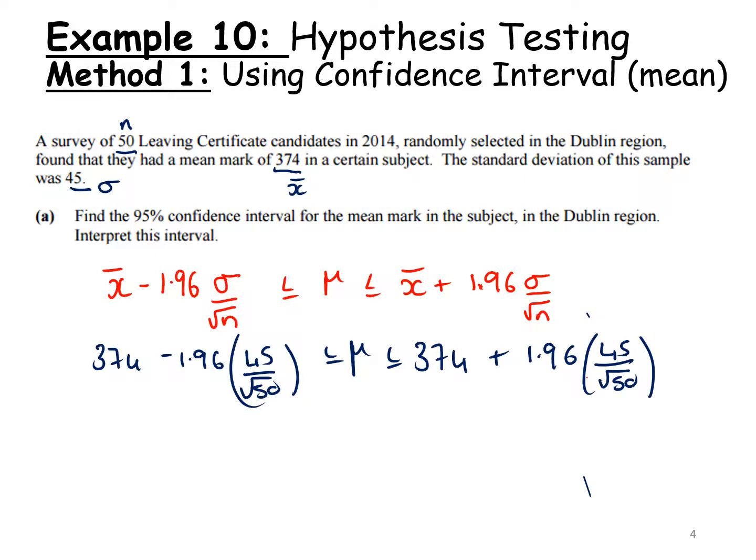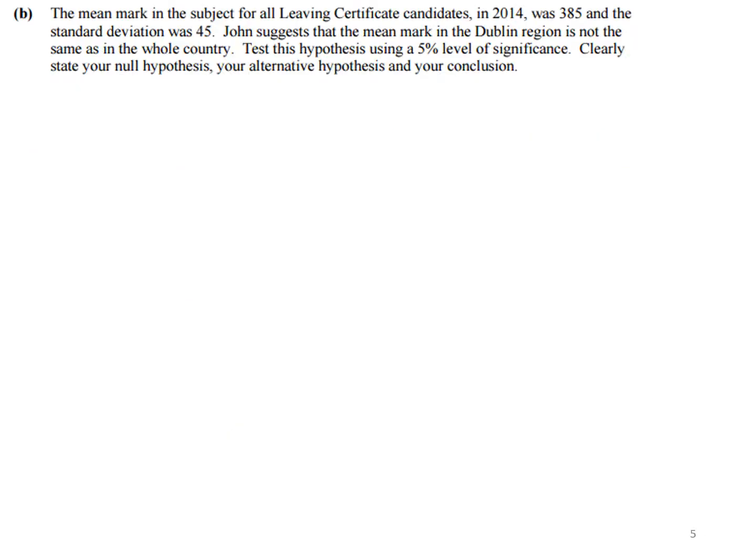So working that through, we get 362 is less than or equal to mu, is less than or equal to 386. So that means we can state with 95% confidence that the mean mark of the population sits between 362 and 386 marks. Now, there was a follow-on question here, which was the hypothesis test. The mean mark in the subject for all Leaving Cert candidates in 2014 was 385, that's mu, and the standard deviation was 45, that's sigma. And John suggests, so here's my claim. I usually suggest that you use a different colour for the claim.